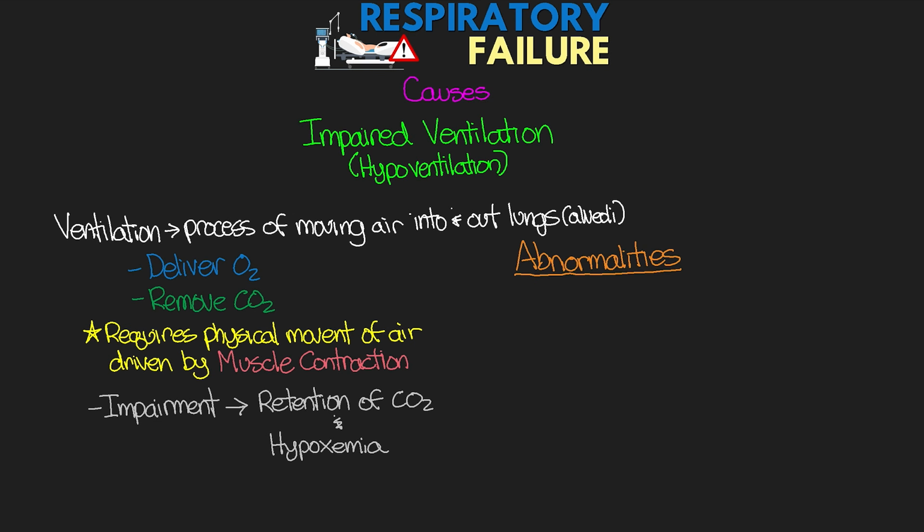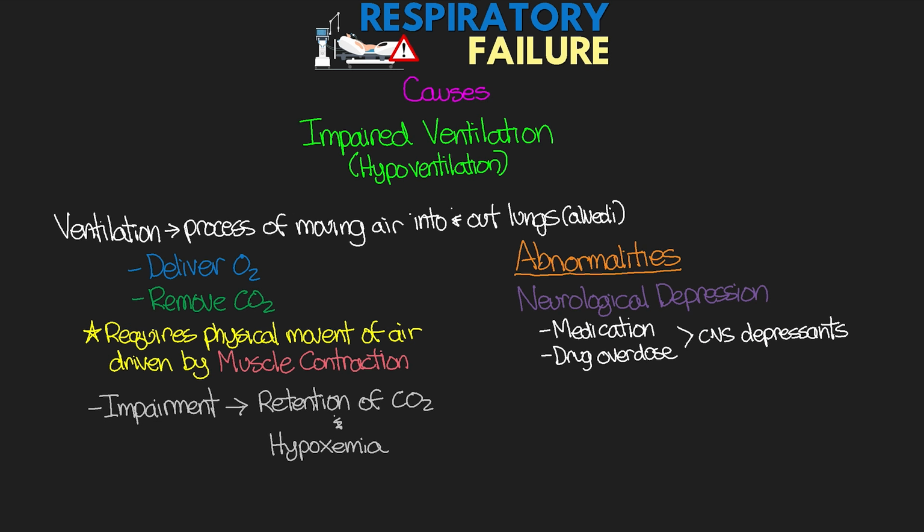First, if we look at some of our neurological depression, this could be the result of medications or drug overdoses, such as our CNS depressants. So here, think your narcotics and sedatives, etc., as well as anesthesia can also have this effect. And then also something like head injuries or strokes, anything that leads to elevated ICP in our patient.